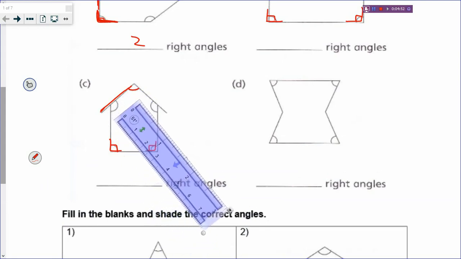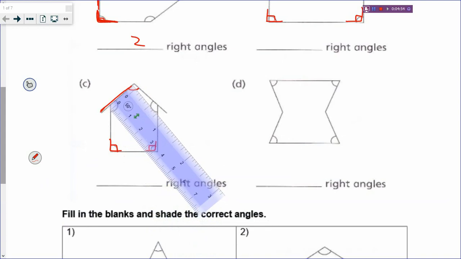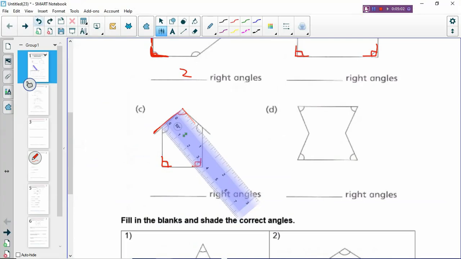And you put it onto the other side of the angle, and you can see the line is coming out as well. Alright, so this line, that line is coming out. Let me just draw for you over here. This line, so that line is coming out of the ruler. So that is not a right angle, even though it looks like a right angle.